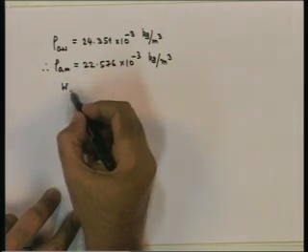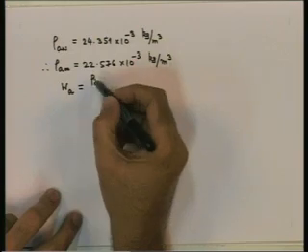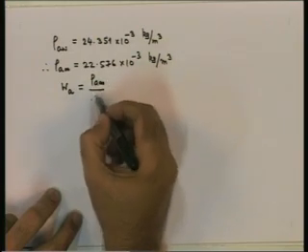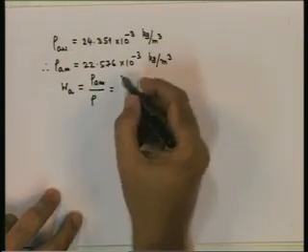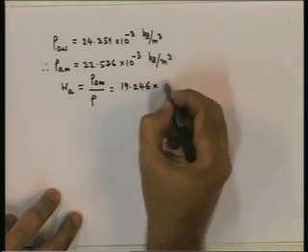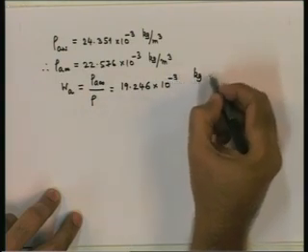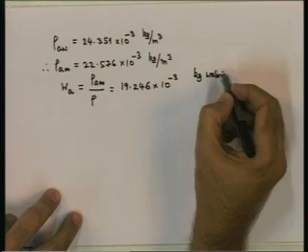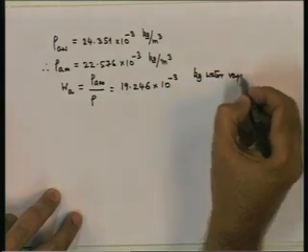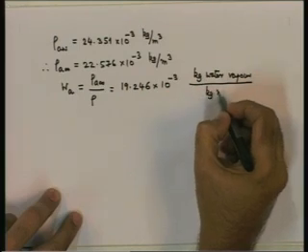So our mass fraction of water vapor in air will be rho A infinity divided by rho, which turns out to be 19.246 into 10 raised to minus 3 units of kg water vapor per kg mixture.